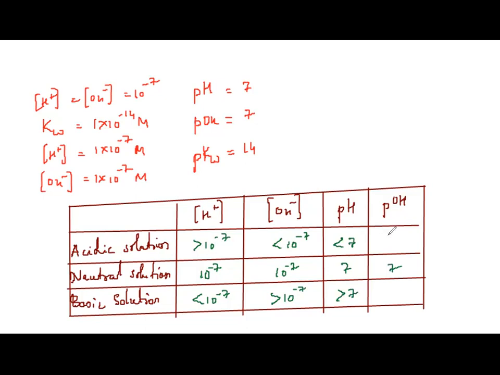For acidic, it is more than 7. For basic, it is less than 7. So this is the scale. You can look at the examples also. For example, if you see gastric juice, the juices present in the stomach, they are called gastric juice.